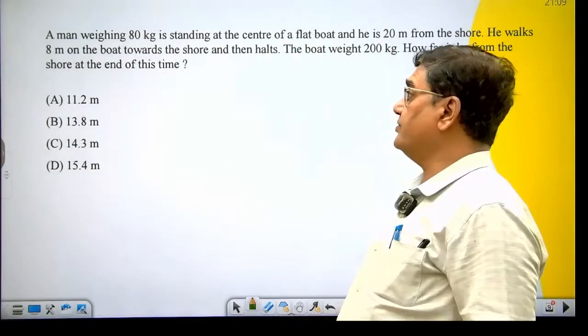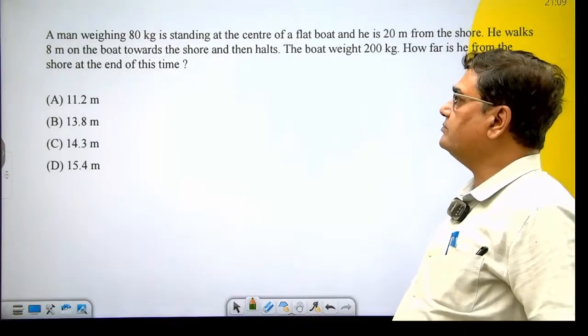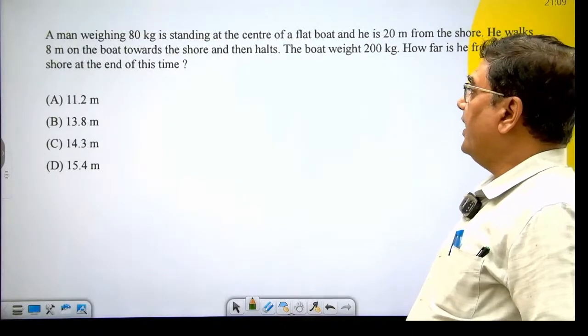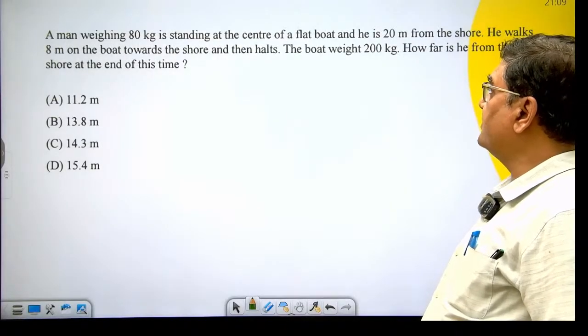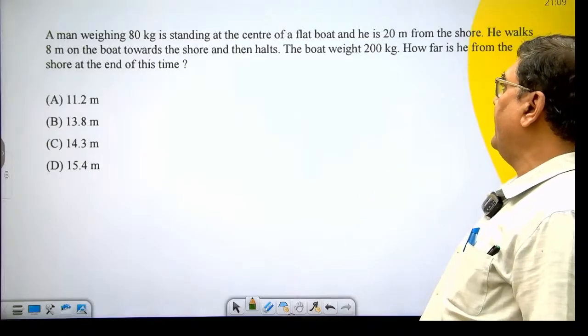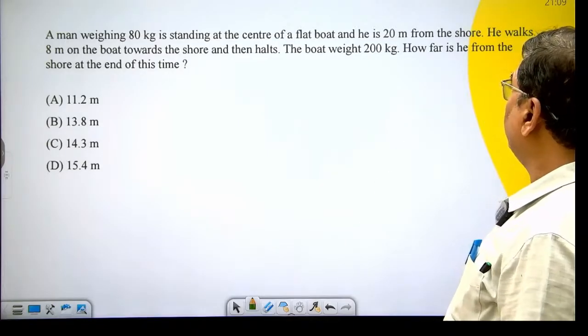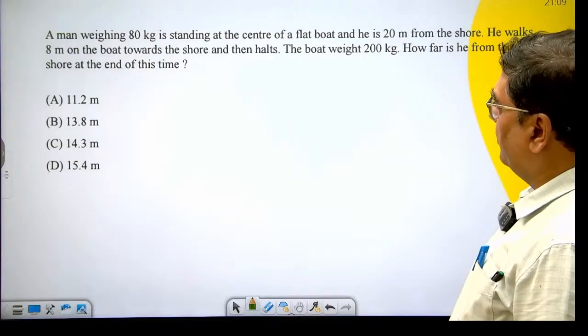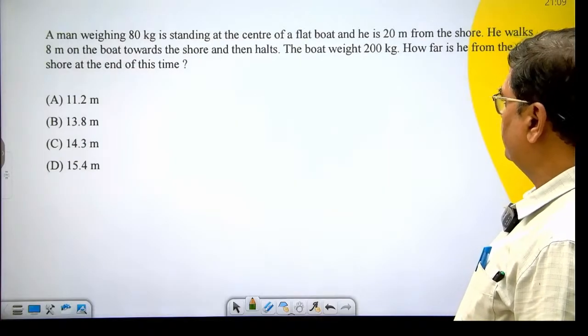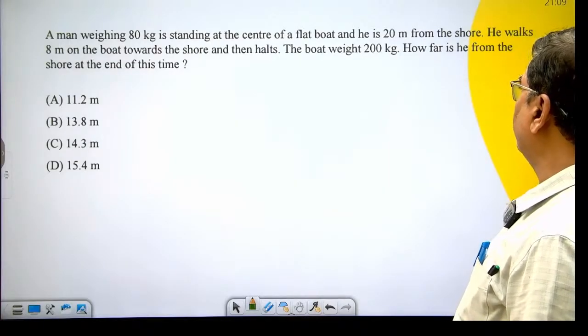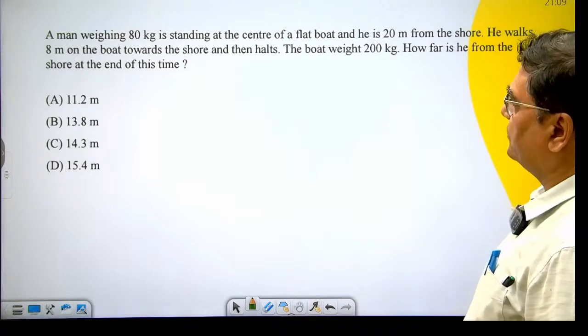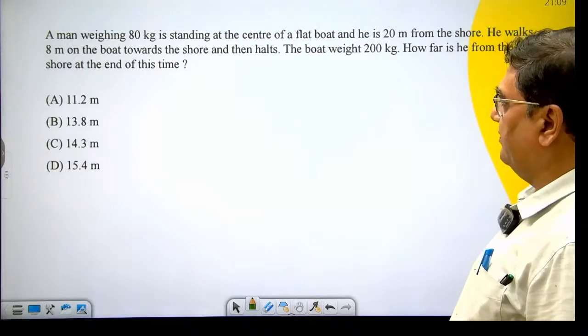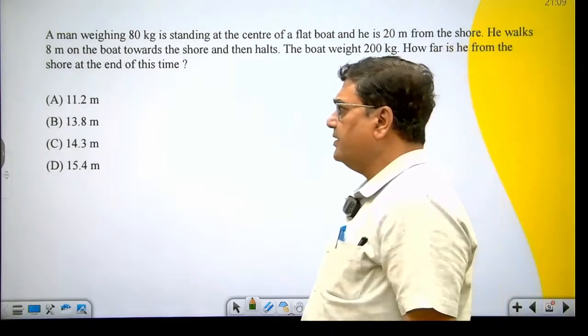Now let's see this question. A man weighing 80 kg is standing at the center of a flat boat and he is 20 meters from the shore. He walks 8 meters on the boat towards the shore and then holds. The boat weighs 200 kg. How far is he from the shore at the end of this time?